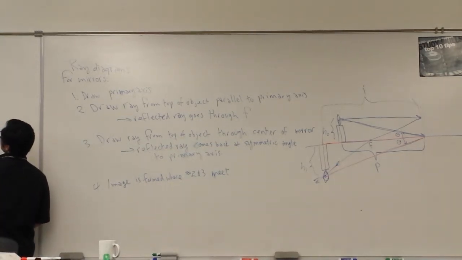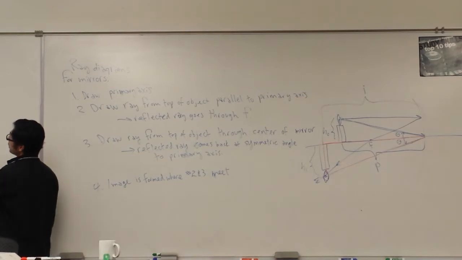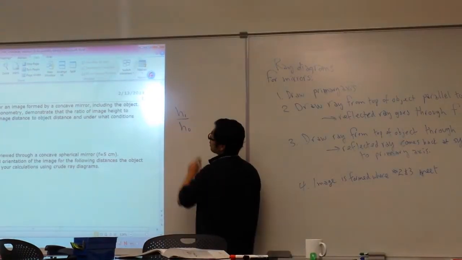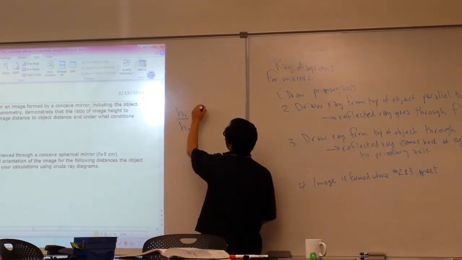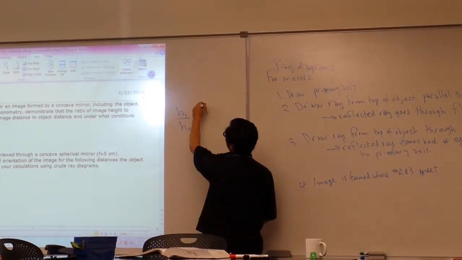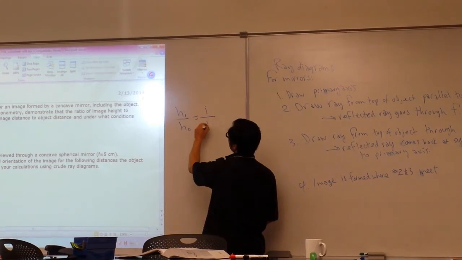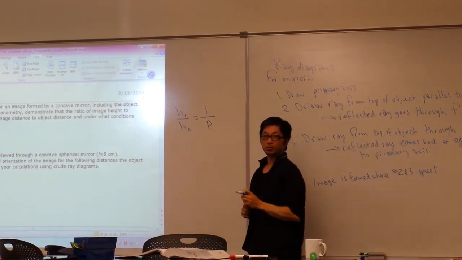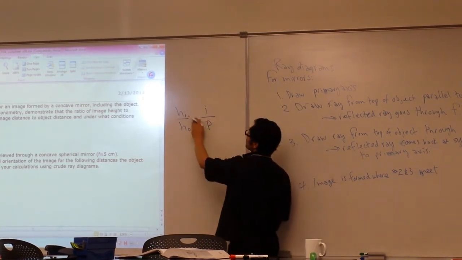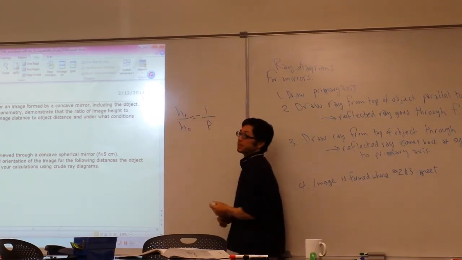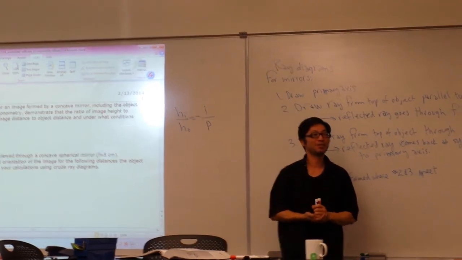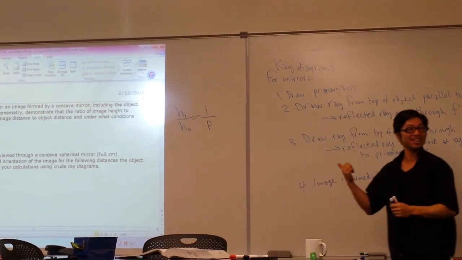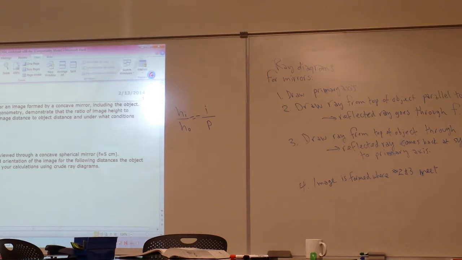But h, the image height, over h, the object height, equals the distance to the image, which is I, divided by the distance to the object, which is p. And it turns out that there's a minus here. And you go, where does this minus come from? Why did I just take that? Doesn't that sound arbitrary? I'm just going to put a minus in there just for kicks. No, it's not just for kicks.